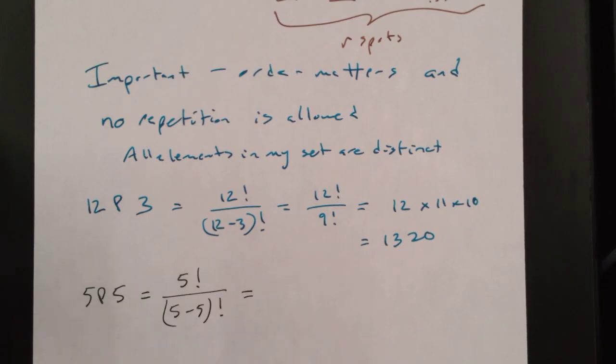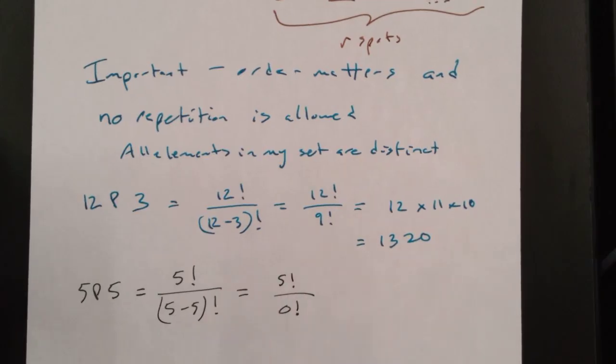I get 0 factorial. Yeah, that's a weird idea. If that's 0, then I'm screwed, right? I'm dividing by 0, and my calculator goes. So 0 factorial can't be 0 for this to work.